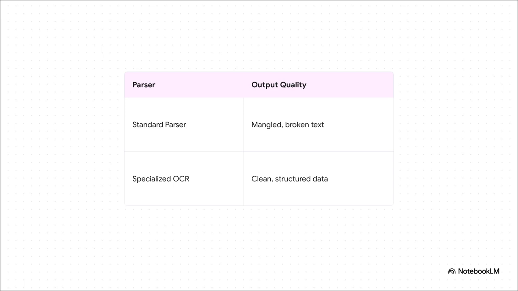Okay, let's take parsing. That's the very first step. Korean documents often have these really complex layouts, tables inside of other tables. A standard parser just gets completely confused. It spits out this mangled, totally useless text. But a specialized one can read it perfectly. If you get this first step wrong, nothing else you do down the line even matters.